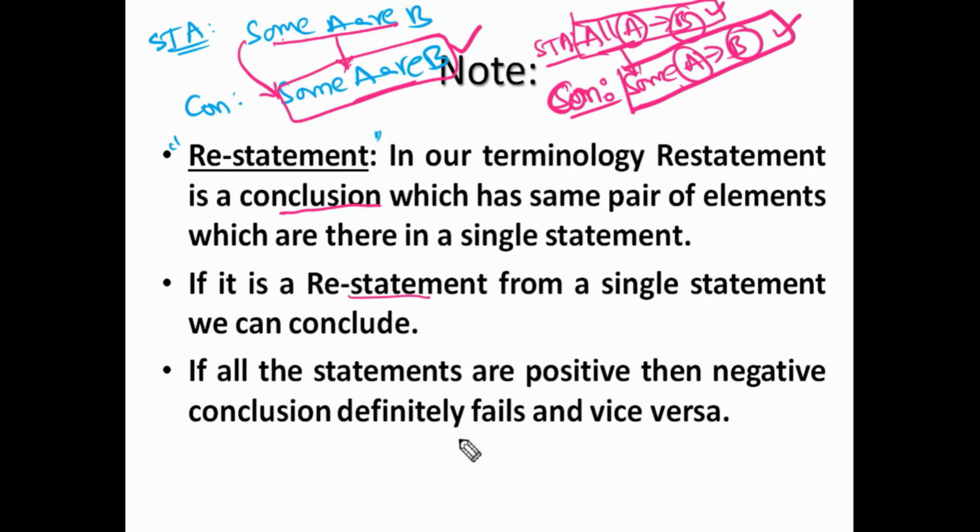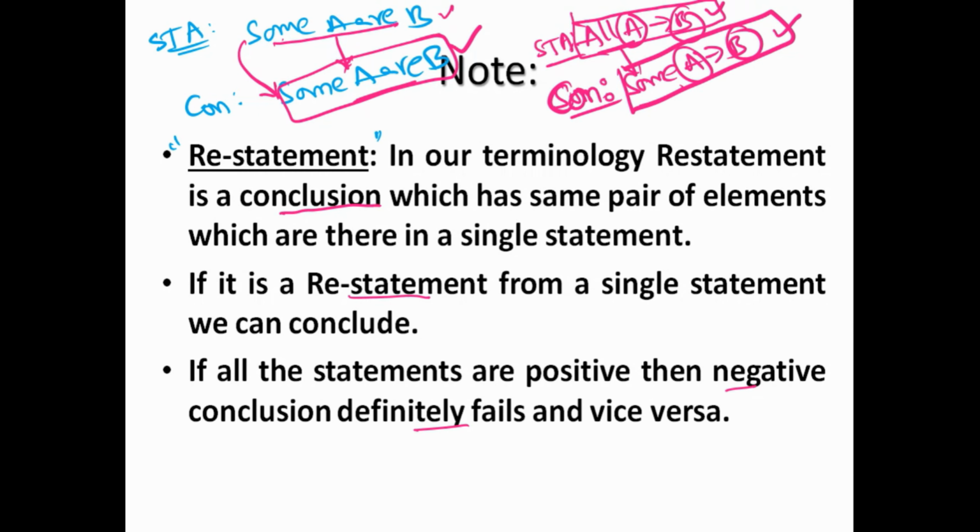When a negative definite conclusion comes, we'll see that point and this point there. I'll mention it again. No problem. Is it okay? If it is a restatement, we can check that conclusion from a single statement. Remember this one.